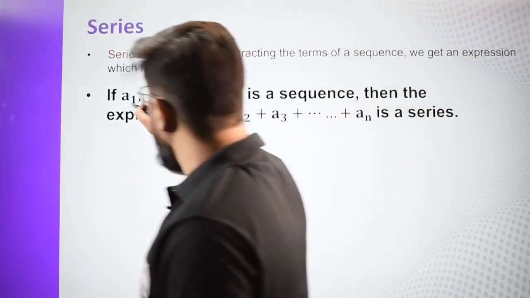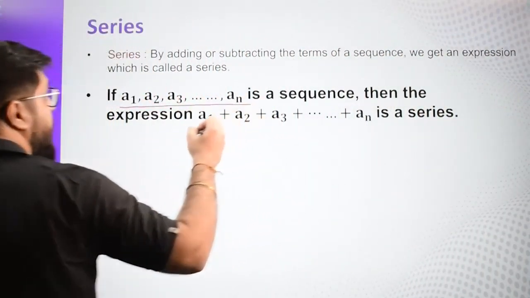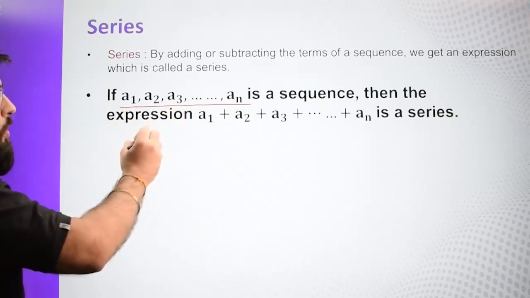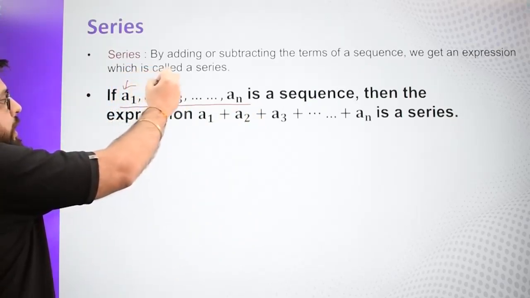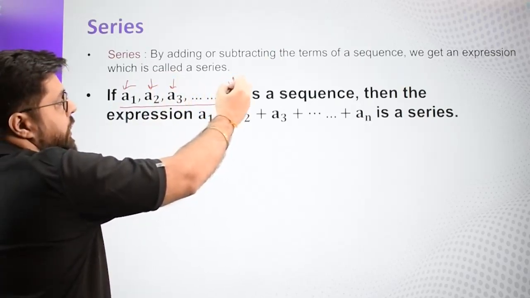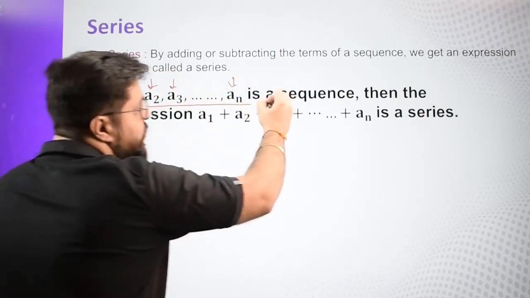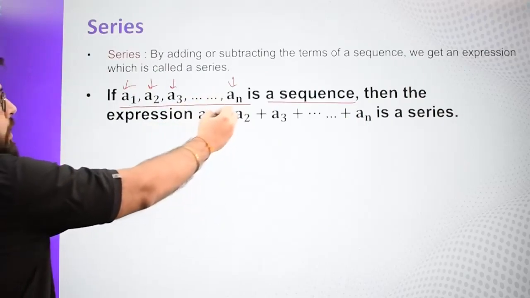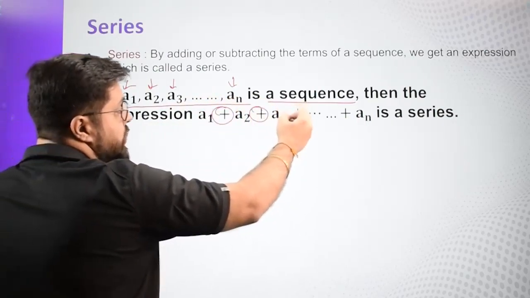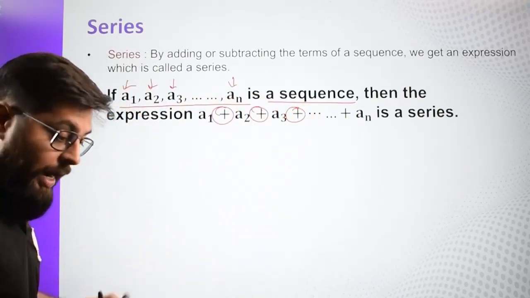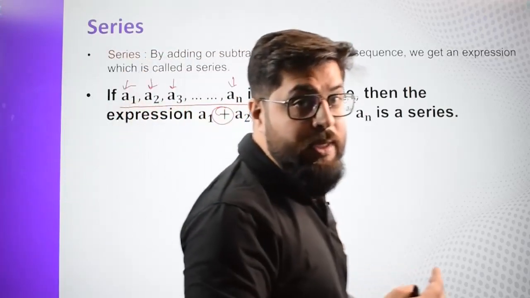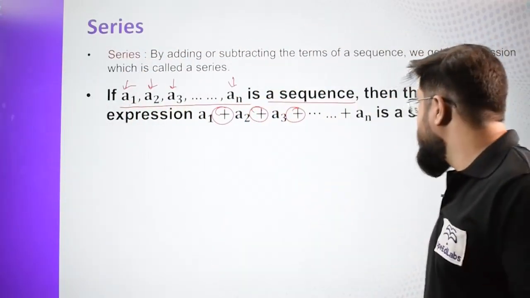For example, a1, a2 and an are all the terms of the sequence. This is the first term of the sequence, this is the second term, this is the third term, and this is the nth term. These are comma separated values, this is the sequence. And then if you use an addition sign or subtraction sign, if you are adding the terms or subtracting the terms, then it becomes a series.